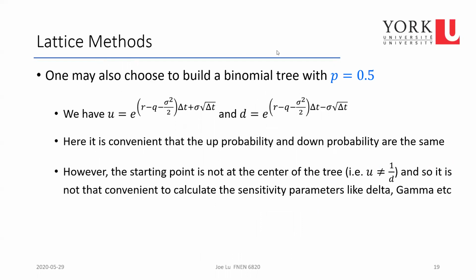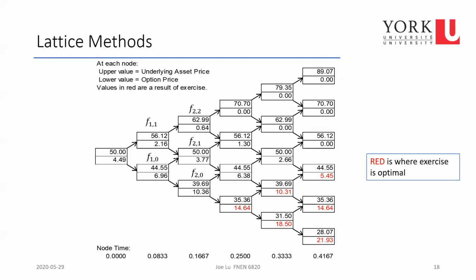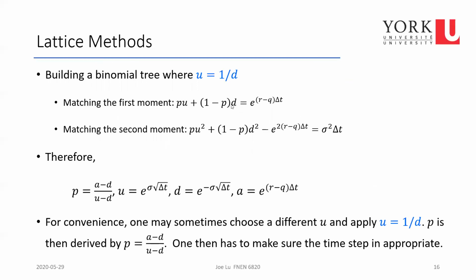Now let's take a look at the case where we don't use the condition of U equal to 1 over D. We use the condition where P equals 0.5. So then obviously you don't have to determine P, you have the P there. So 1 minus P is also 0.5. You need to determine U and D based on the two equations that match the first two moments. So basically you need to use these two equations, once you know P is 0.5, to calculate what U and D are.